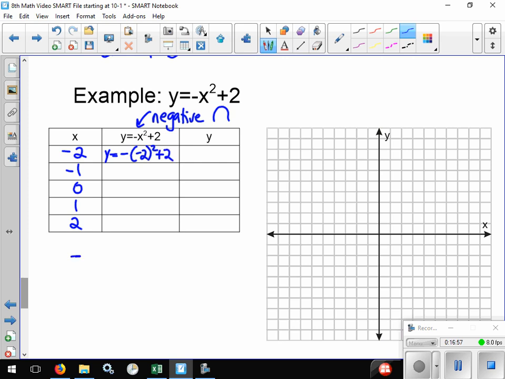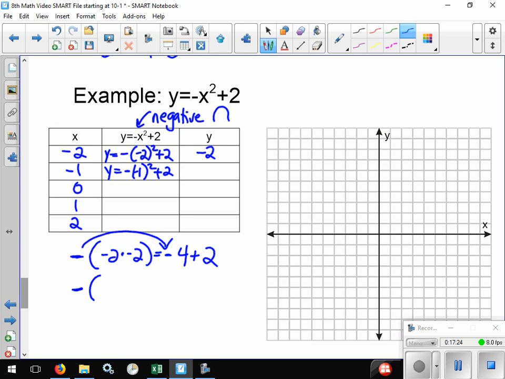This is where you have to be careful. Negative, and then in the parentheses, negative 2 times negative 2, which is positive 4. Then you bring that negative over, and then you'll add 2 to it. So negative 4 plus 2 gives you negative 2. Okay? So now the next one, y equals negative 1 squared plus 2.